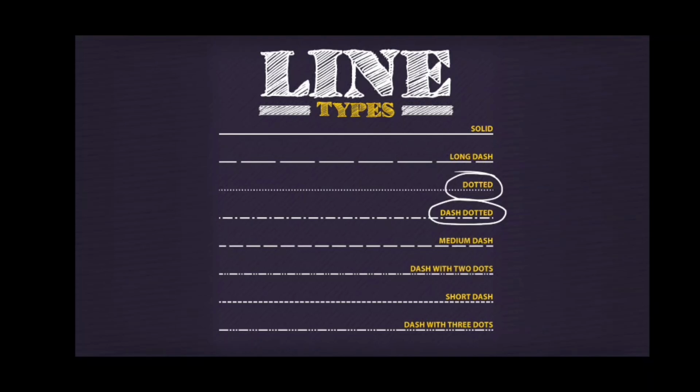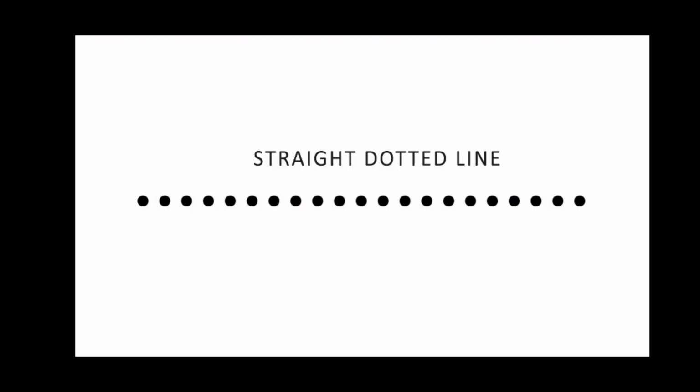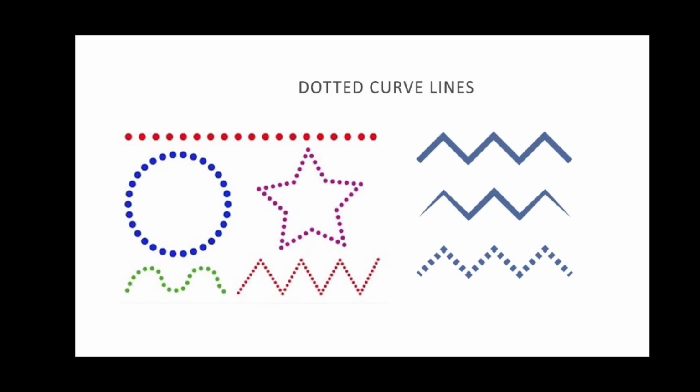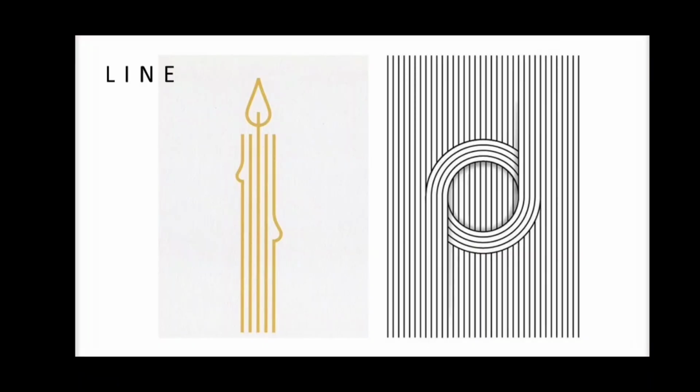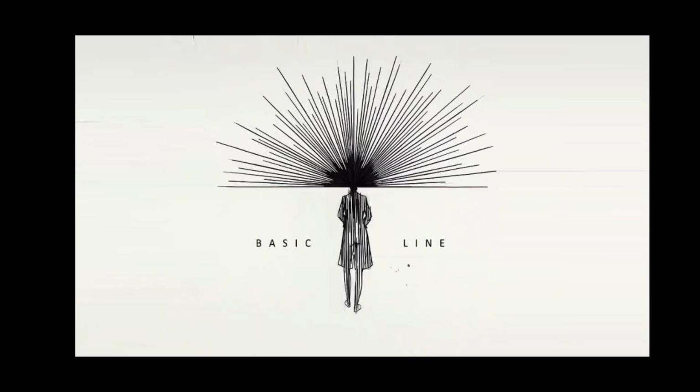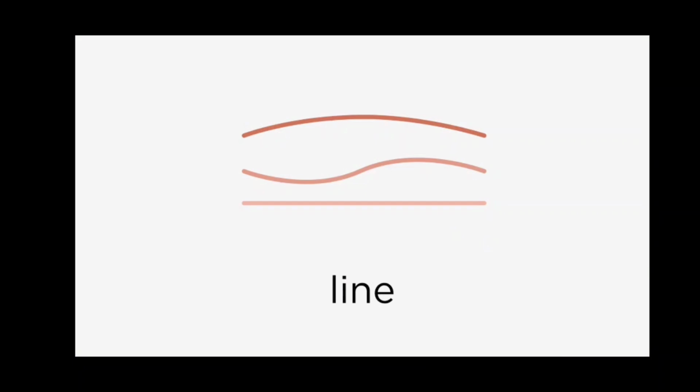When I'm talking about dashed lines or dotted lines, these types can be applied to a straight line or a curved line or a circle, or any line. This is called the rhythm. Next important thing is the direction. The direction of a line also helps to convey messages to the user. I'm going to show you a few examples of how line has been used in these designs and how impactful this is. If you look carefully, you will understand design is not possible without lines.